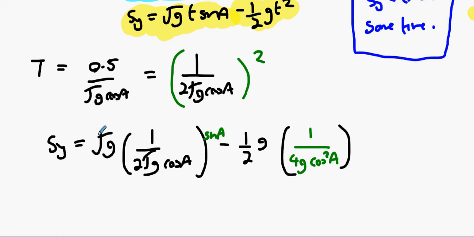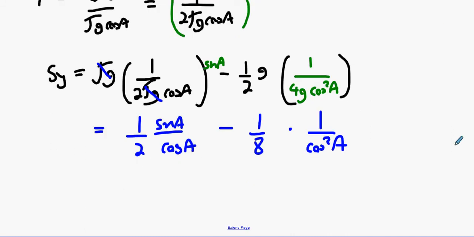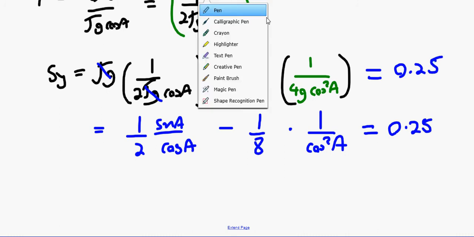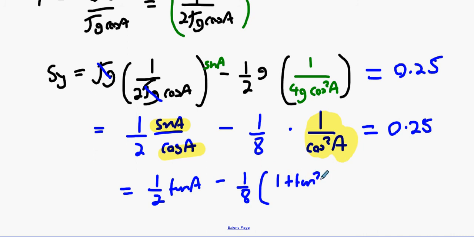Now, it's a lot of cancelling. So it's going to be a half sin alpha over cos alpha, or sin A over cos A. Then the g's cancel. So it's going to be 1/8 divided by 1 over cos squared A. Now, this all equals, we forgot what it equals, 0.25. Any suggestions? Two target areas, here they are. What do I change them with? So this is a half tan alpha, and this is going to be minus 1/8, which equals 0.25, which is actually a quarter.